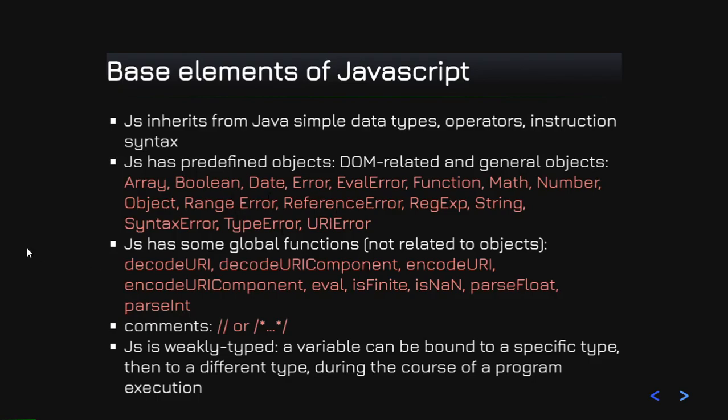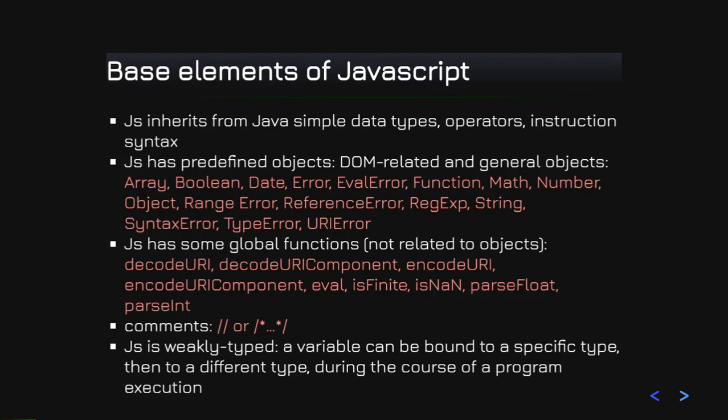JavaScript has also some global functions: decode URI component, decode URI, encode URI component. These are useful for encoding URIs or URLs, uniform resource locators, that are, let's say, the addresses of a resource on the World Wide Web. If they contain something other than just ASCII characters, then these functions transform the URI or URL so that they only contain ASCII characters.